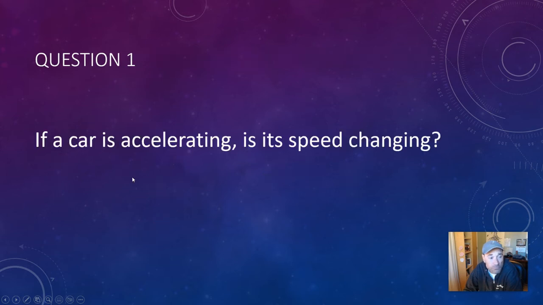Interesting. So if a car is accelerating, is its speed changing? Well, not necessarily. Remember that speed does not involve direction. And so if a car is accelerating, it might just be traveling around a path or a curve. And that speed might stay exactly the same the whole time, or it might be traveling at 20 miles per hour all the way around the curve. But because its direction is changing, it's accelerating.